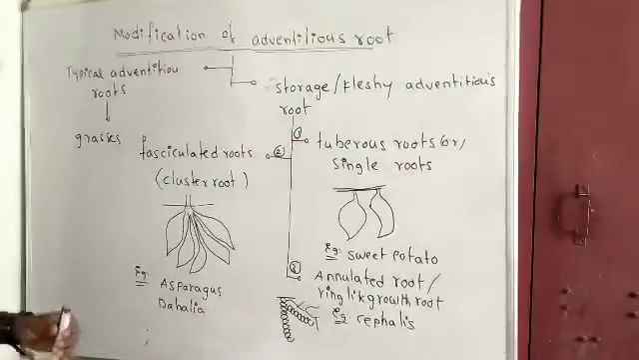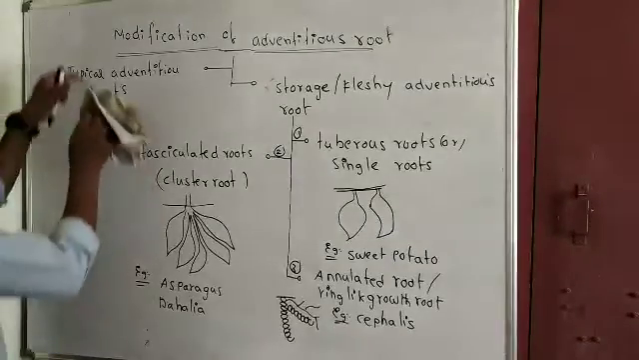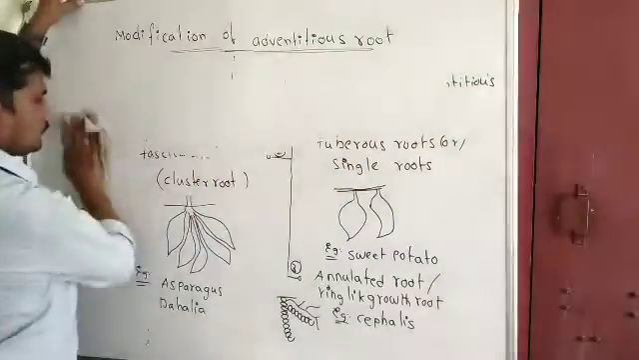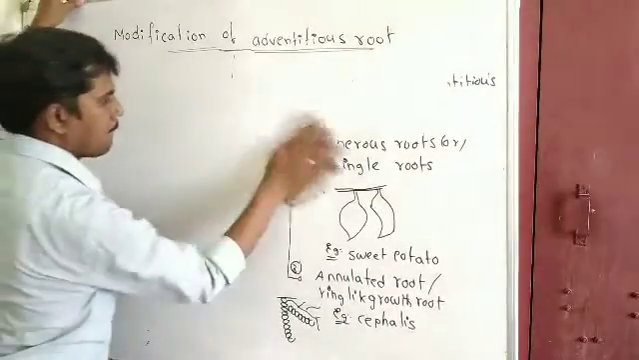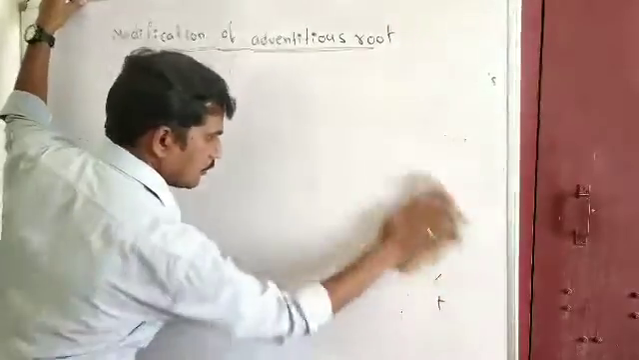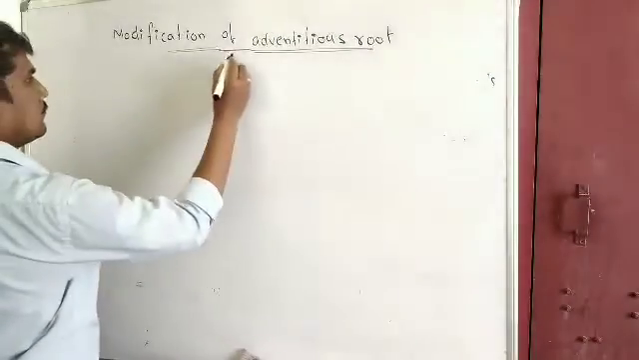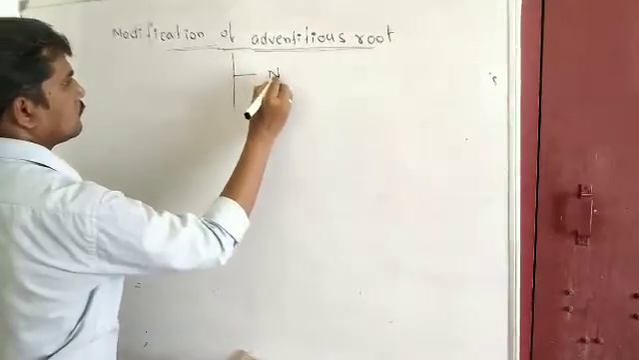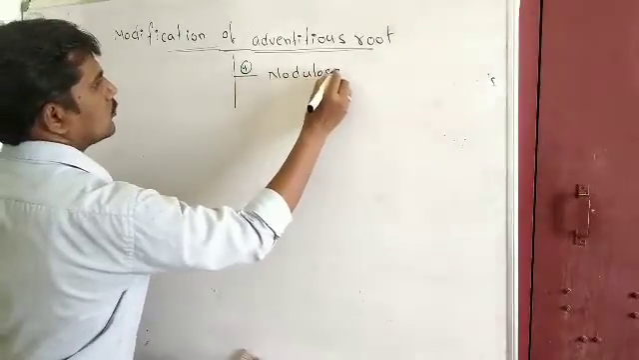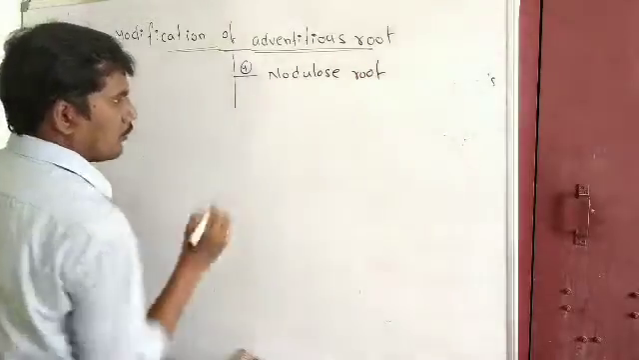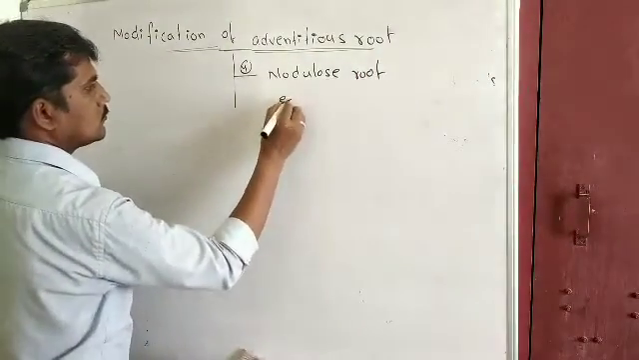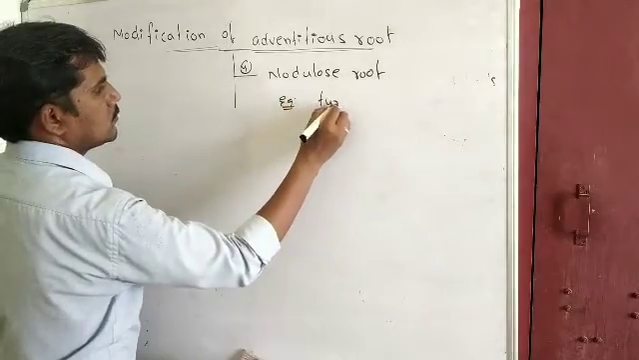Next, the continuation, we are going to discuss now. The next one is very important: nodulous roots. The fourth one, nodulous roots, means the roots form like root nodule-like structures. Example: turmeric.